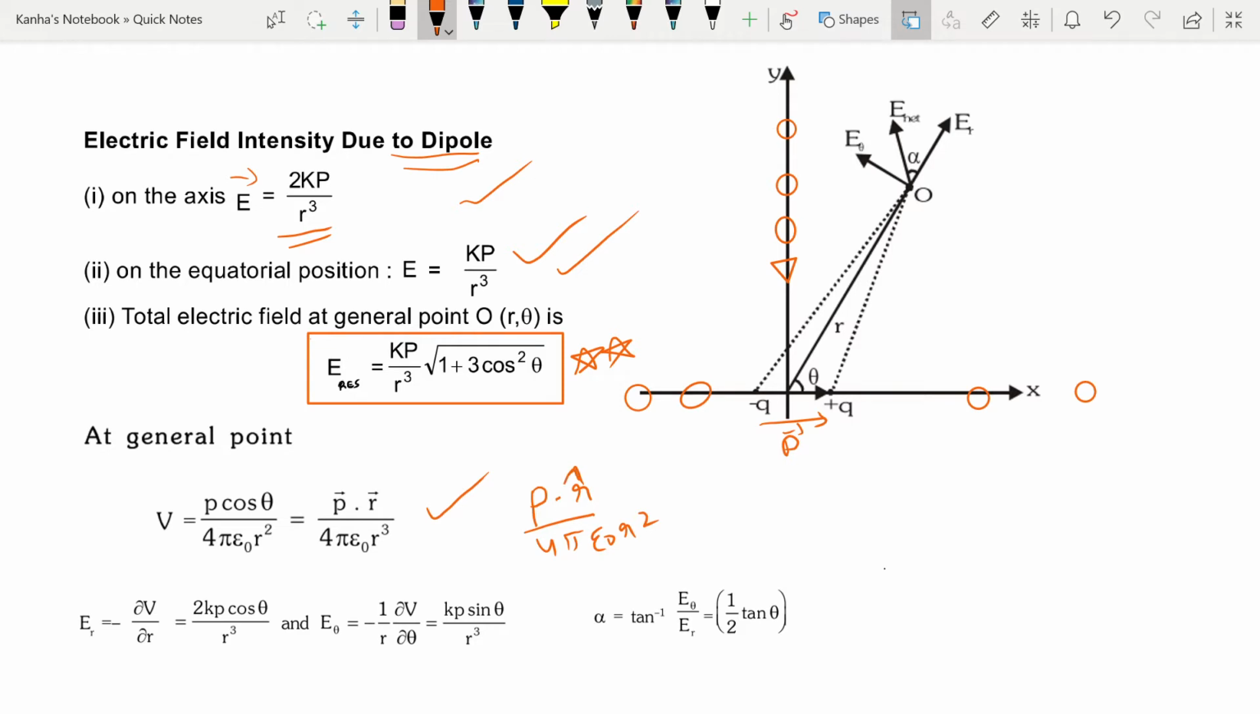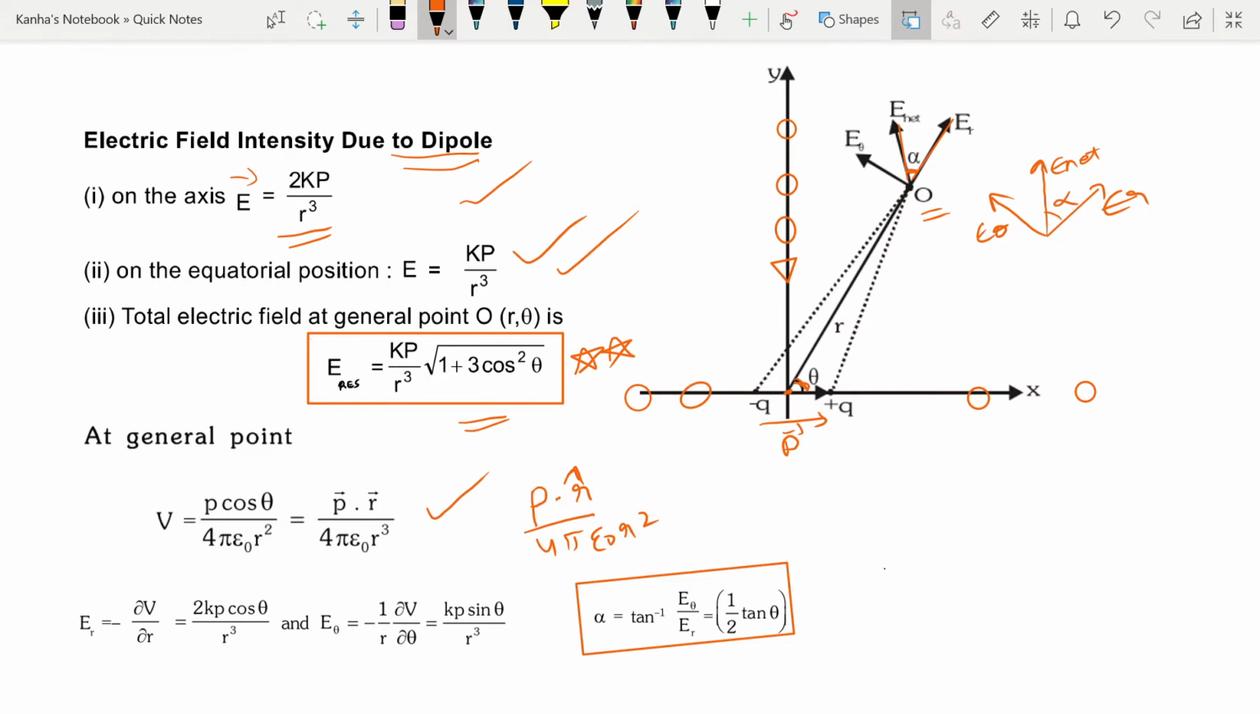One more thing that you should remember is that sometimes they might ask you about the direction of the electrical field of the dipole. This gives you the magnitude of the electrical field. If you want to find the direction, then you should consider this equation. For example, if your point is at an angle theta from the center of the dipole, and your net electrical field E net is at an angle alpha with your radial component. This is your radial component, this is your theta component or the angular component, this is your E net.